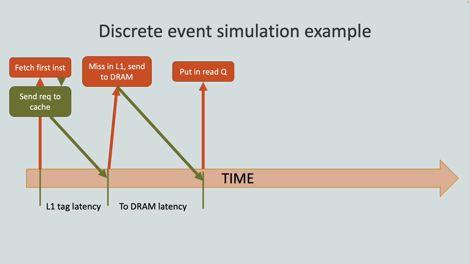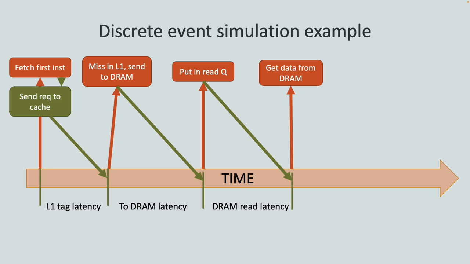Put in read queue. And you kind of see the back and forth here. Each stage is processing, deciding what it needs to schedule in the future. I think this is the most interesting one in terms of understanding it. You're sending a request to the cache. The cache event is scheduled.